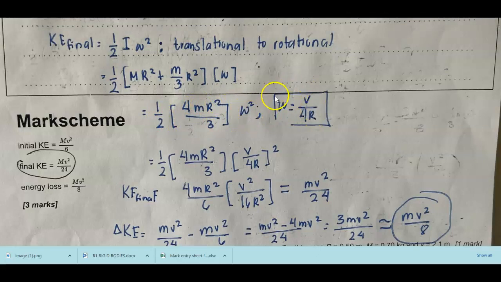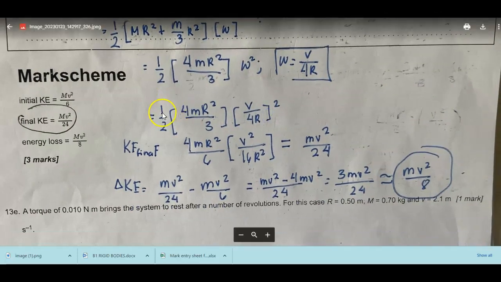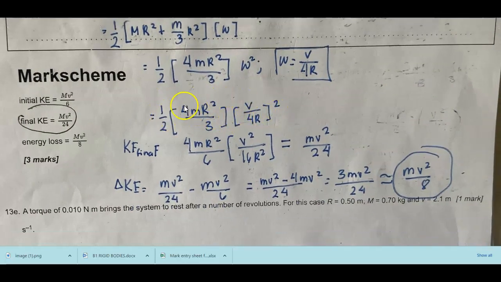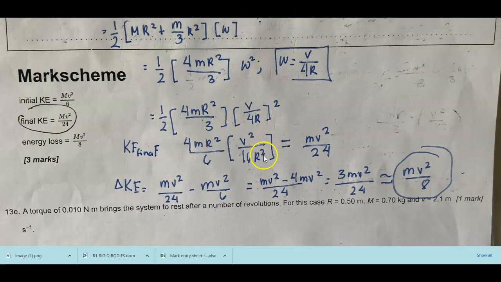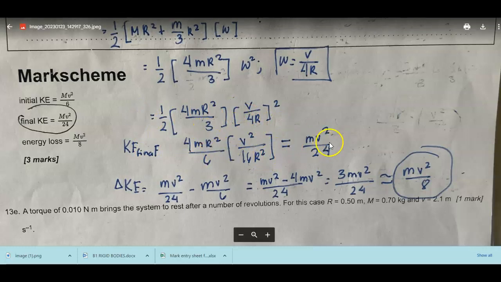Now, previously we have proven that omega is equal to V over 4R. Therefore, we will be replacing omega squared here with V over 4R. Thus, finally, we can say that 1/2 times this expression, we will just be simplifying further. Thus, this gives us this expression here.